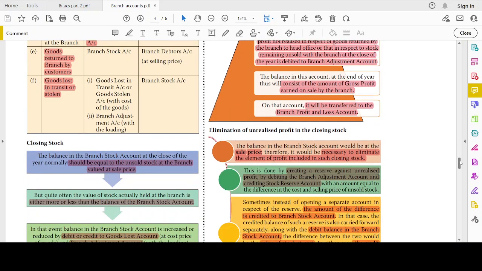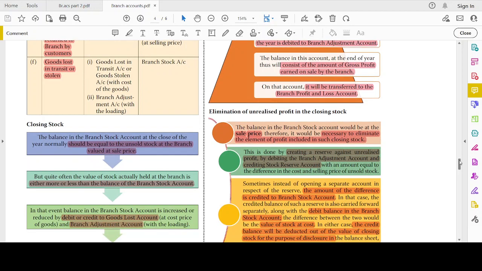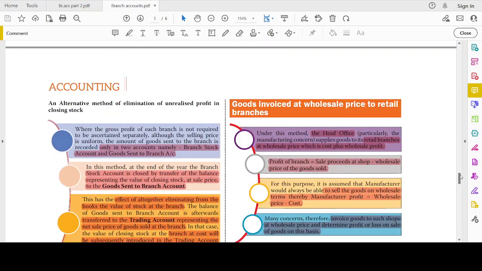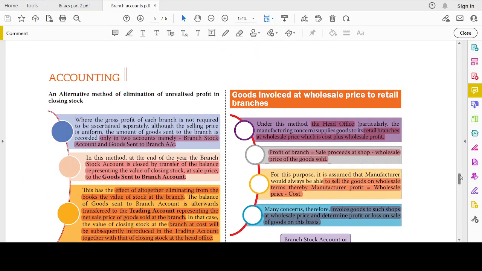Then elimination of unrealized profit in the closing stock is very necessary. We do it either by debiting the branch profit and loss account and crediting the stock reserve account, or the alternative method, where we close the branch stock account and the goods sent to branch account. Whatever the net closing balance is there in the goods sent to branch account will represent the net sales, and we will introduce the closing stock directly in the trading profit and loss account via a journal entry.